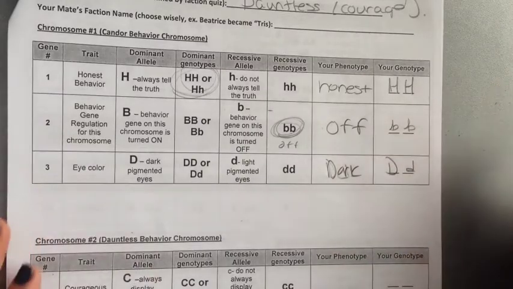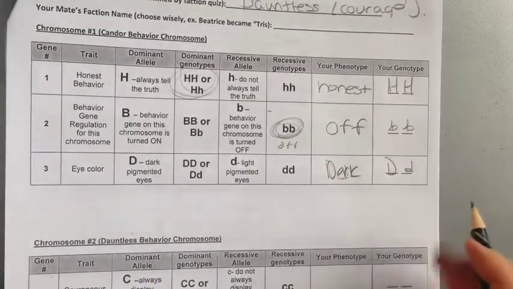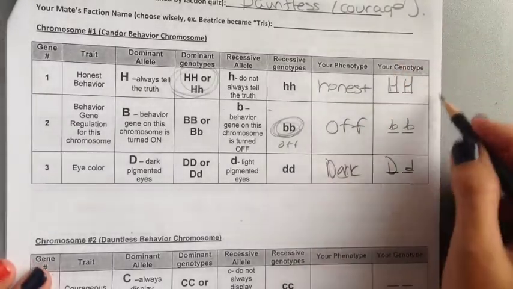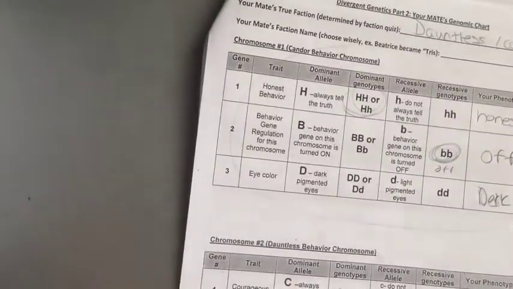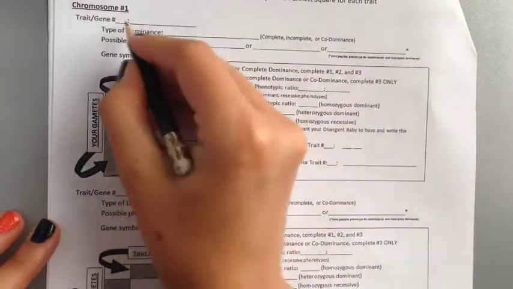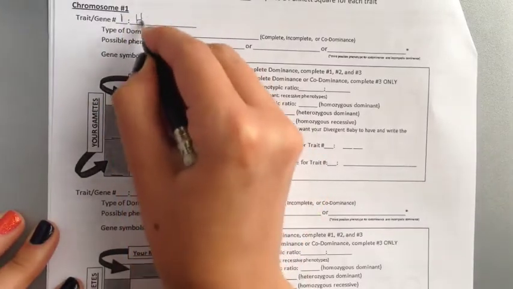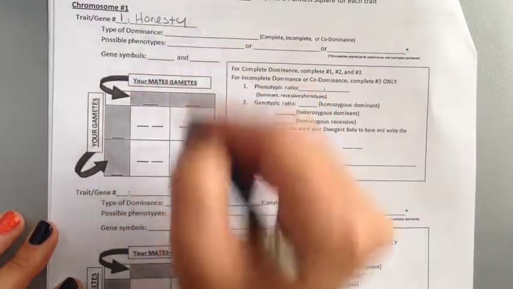So we're just going to go ahead and use this example here to do a Punnett square. So what we're going to do, and again, this is my mate, okay, and this is their genotype for honesty. Now what we're going to do is come over here, and this is chromosome number 1 is for honesty. When we start filling out this chart right here, okay, we're talking about for gene number 1, which is honesty. So you would fill that in.